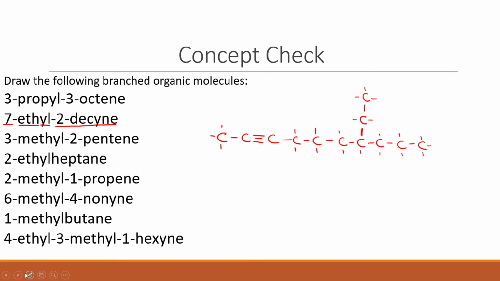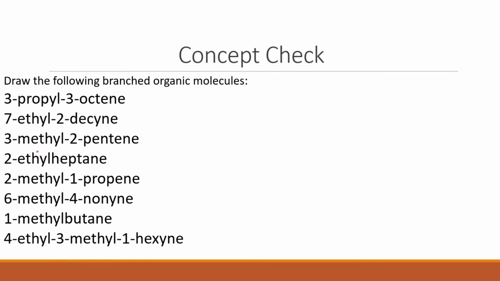I'm going to move a little bit faster now, drawing the next one. 3-methyl 2-pentene. I'm going to work my way from back to front, starting with the 2-pentene, 5 carbons, double bond on the second one, and on the third carbon, a branch of 1 additional carbon. Filling in all my H's so that every carbon has 4 lines touching it. This here is 3-methyl 2-pentene.